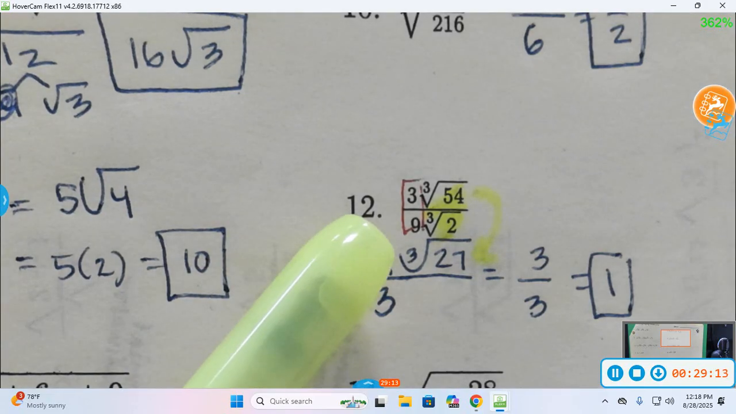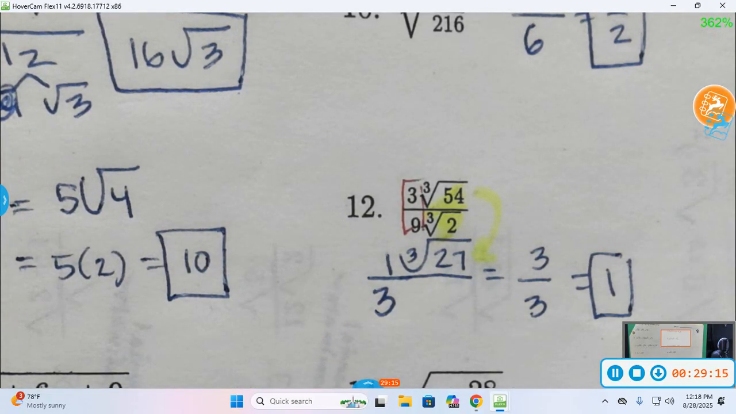Now watch how I reduce that. 3 over 9 is 1 on top and 3 on the bottom because 9 is bigger than 3. So it's 1/3. And then you take the cube root of 27, which is 3. And 3 divided by 3 is 1.